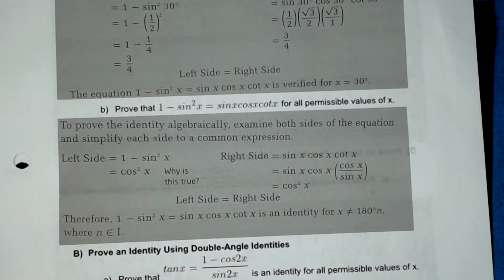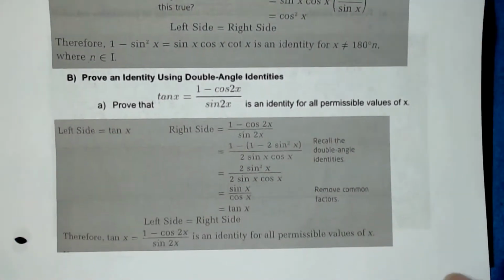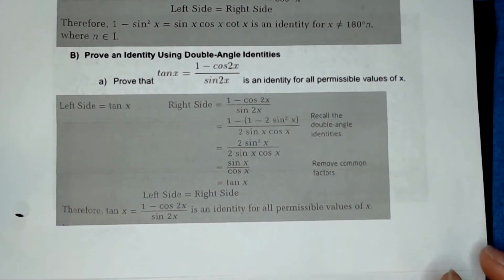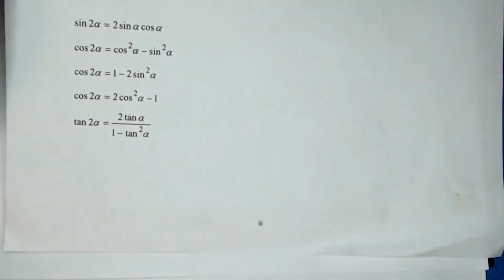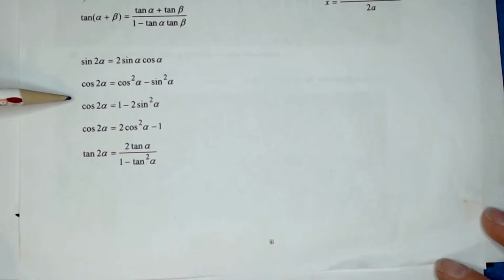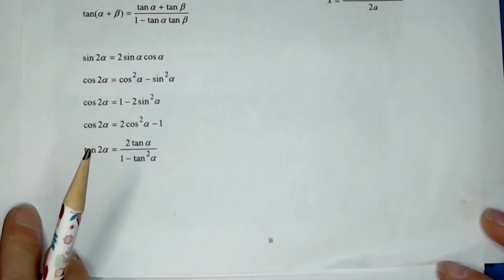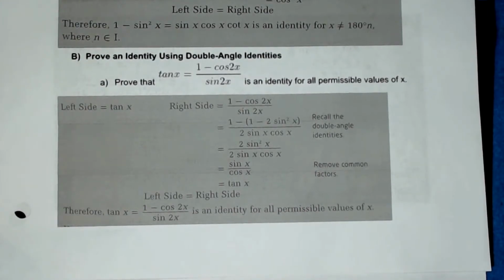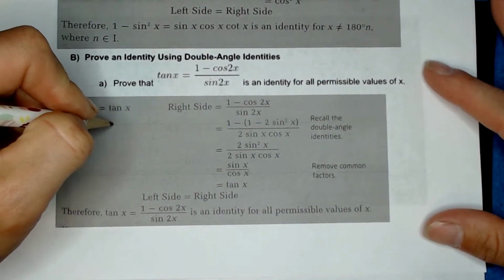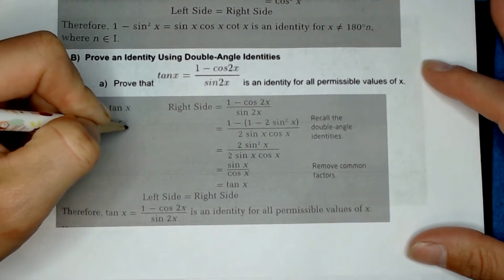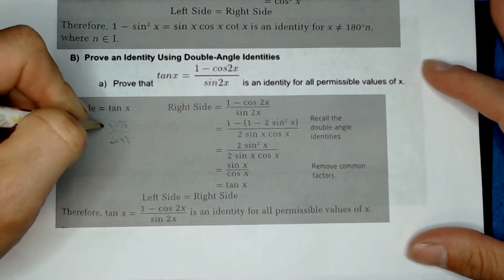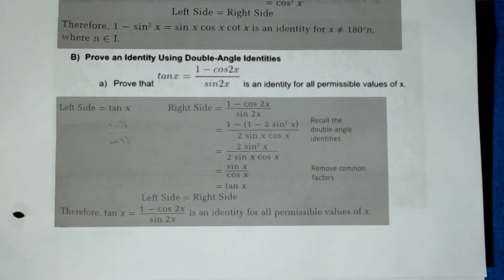In part B, prove an identity using double angle identities. Prove that tan x equals 1 minus cos 2x divided by sine 2x. On your formula sheet, you're going to be looking in this section specifically to help you solve this problem. Again, we are going to simplify the left-hand side and right-hand side. The left side is already just tan x. If you couldn't remember what it equals, you could also simplify it to sine x over cos x, but you would want to change it back to tan x at the end to get that equivalency statement.